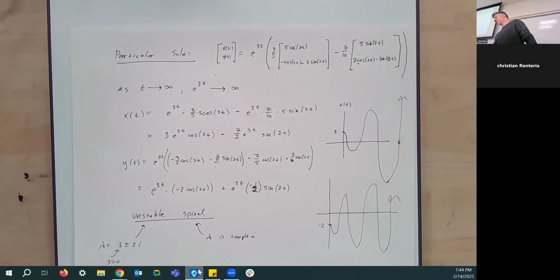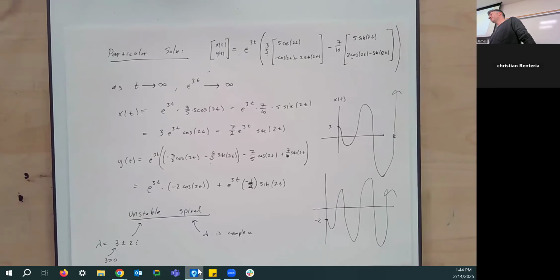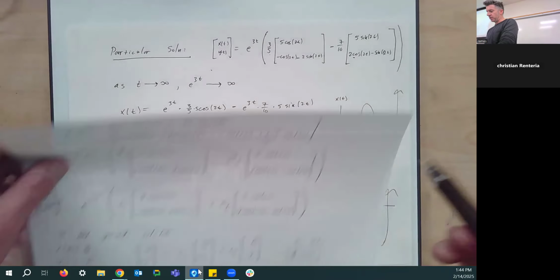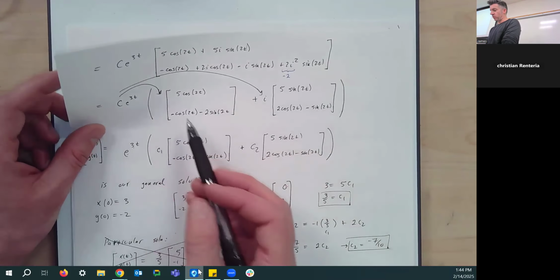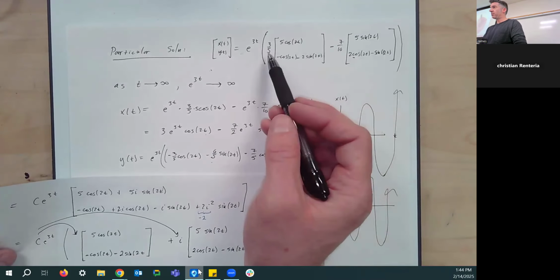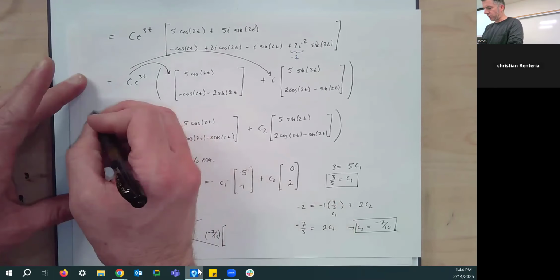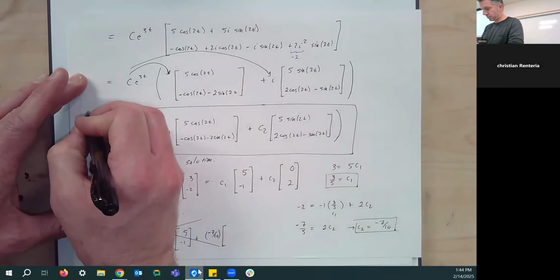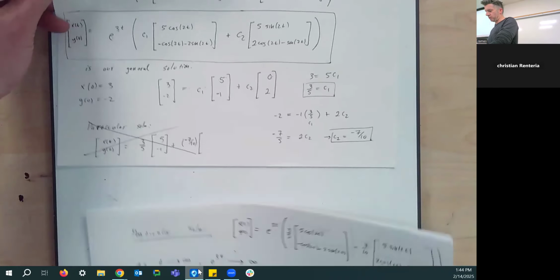Questions, comments, concerns, observations. The process is a bit lengthy, but it is very doable. I did a lot more than you would have needed to do. We certainly should have and could have stopped when we got to our general solution, which is this, and our particular solution down here.